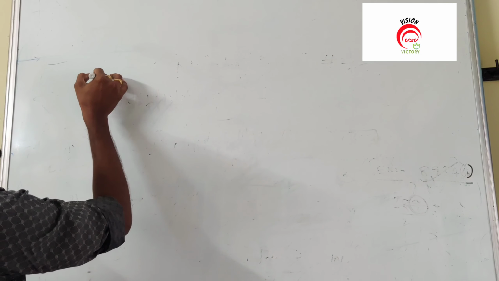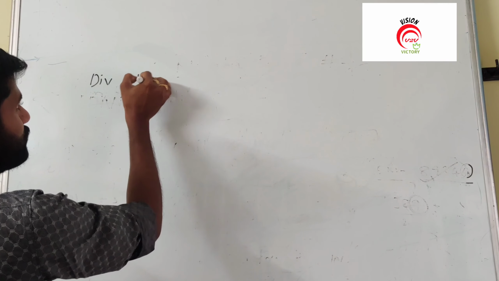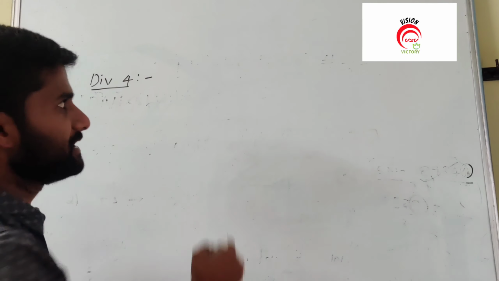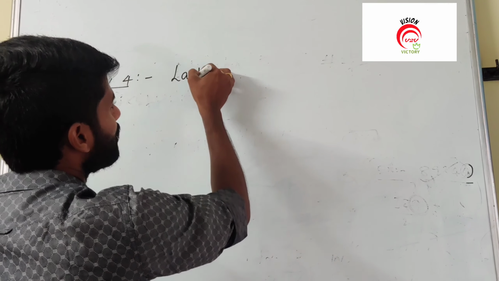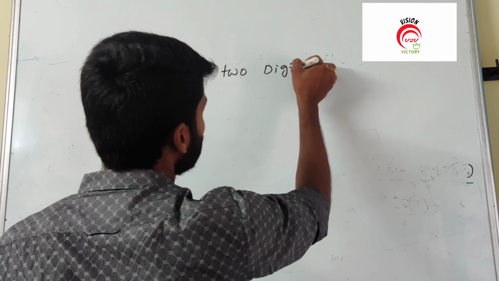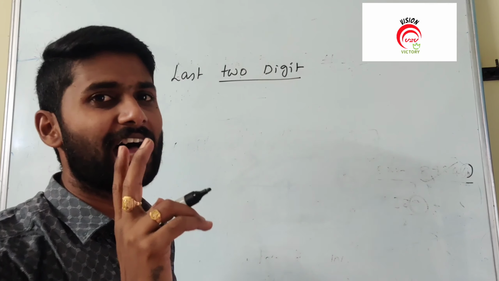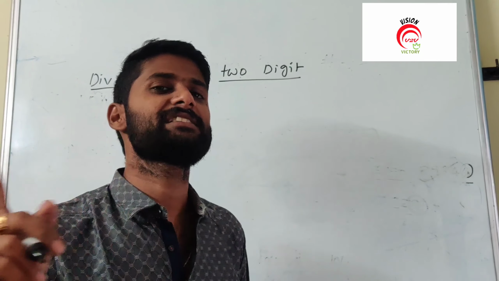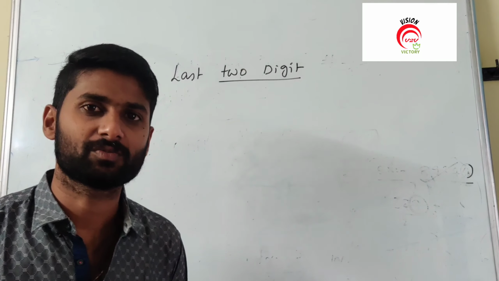Next rule, divisible by 4. What does the rule for divisible by 4 say? The rule says simply focus on the last 2 digits. If any number is given, focus on the last 2 digits. If the last 2 digits of the number are divisible by 4, the entire number is divisible by 4.